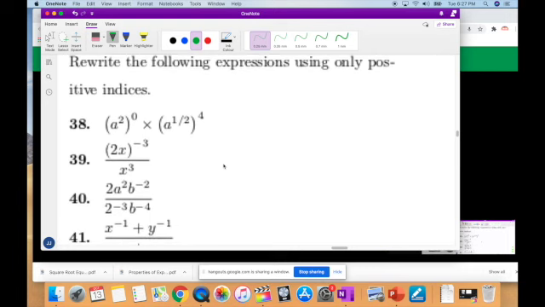Rewrite the following expressions using only positive indices. So we know that this here boils down to 1, and that 1 is being multiplied. Well, it doesn't matter what the 1 is being multiplied by because it will just be itself. So this is a to the power of a half times 4, because this 4 is being multiplied by a half. So forget about that 1. That is a to the power of 4 over 2, so the answer is a squared.